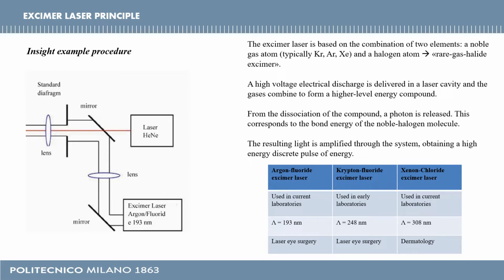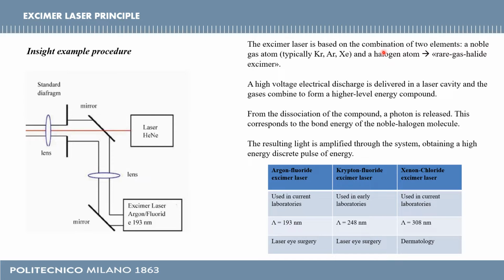Now let's see the excimer laser principle. The excimer laser is based on a mixture of a noble gas atom and a halogen gas. In the active medium, we also have a buffer gas, usually neon, that is used as a medium to transport energy. In particular, when a high voltage electrical discharge is delivered in a laser cavity containing the gases, they combine to form a higher energy compound.